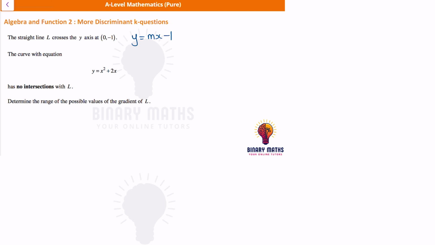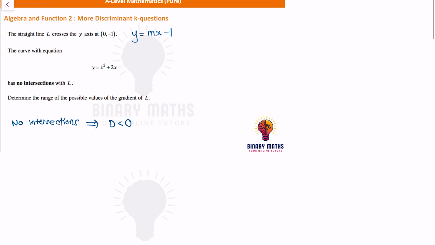The curve with equation y = x squared + 2x has no intersections with L. So no intersections, so this line and this curve do not intersect. So when we combine these two functions, we're expecting the discriminant to be less than 0 because they have no intersections. Determine the range of the possible values of the gradient of L.